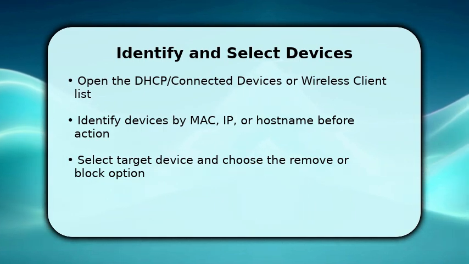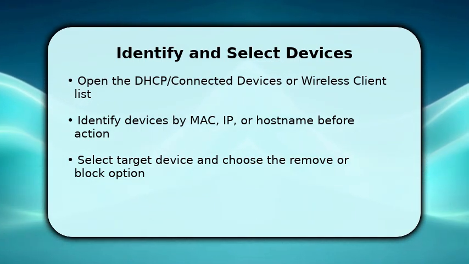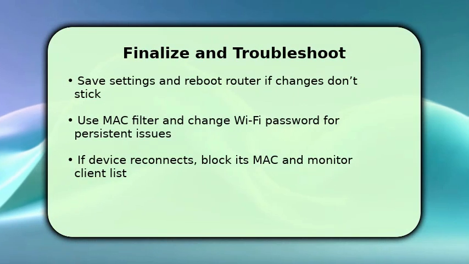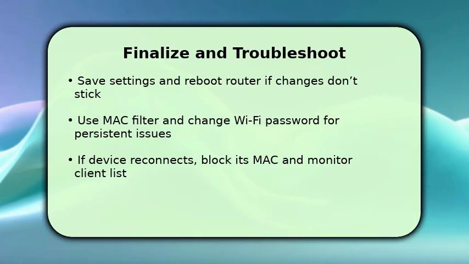You finish by saving settings and rebooting the router to ensure the device stays removed. A quick restart often finalizes ACL and blacklist changes.